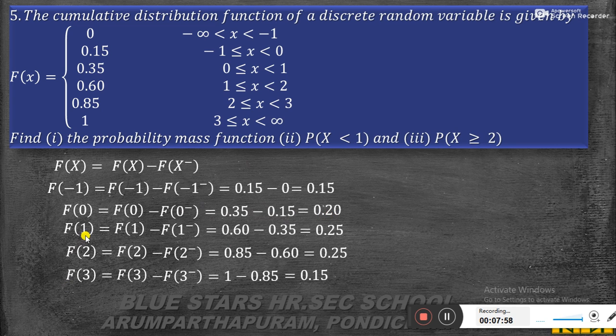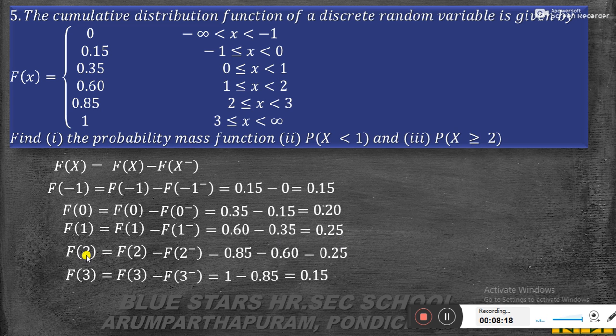Next, f of 1. F of 1 means f of 1 minus f of 1 minus, which is the left value. I substitute: f of 1 means 0.60, minus f of 1 minus, which means its previous value 0.35. So the subtraction's answer is 0.25.